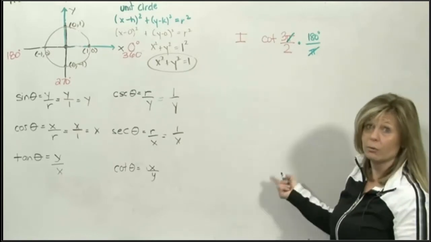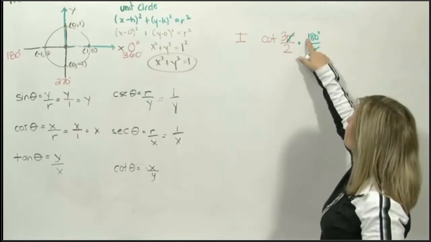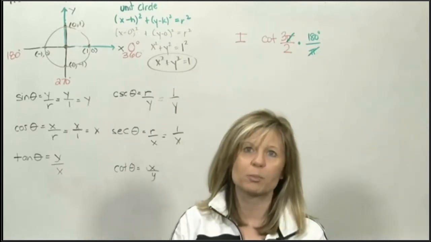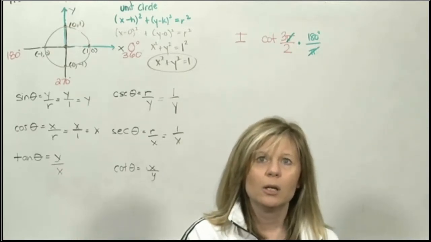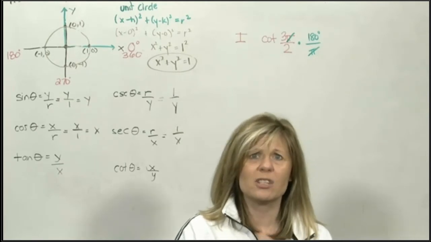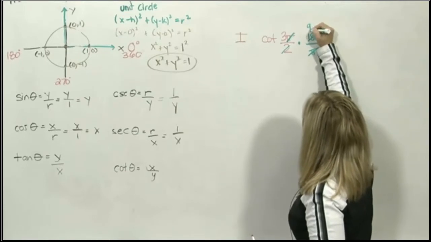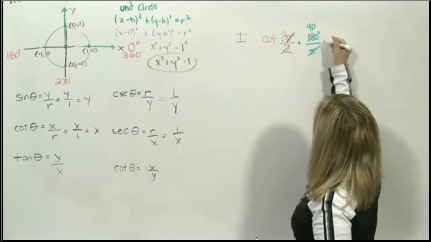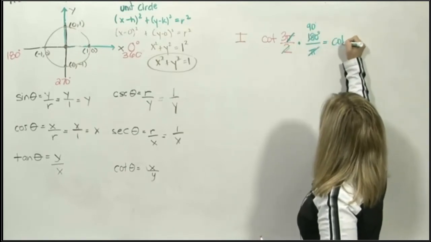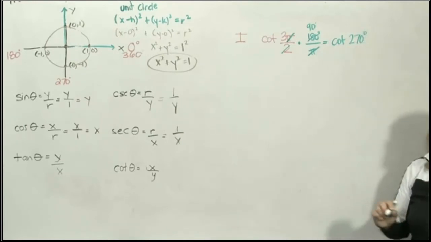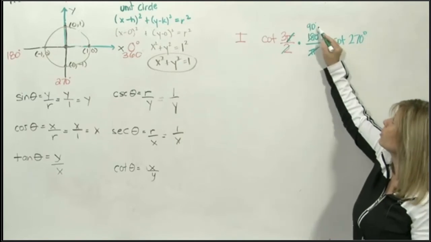Now, if you recall, you could do 3 times 180 and then divide it by 2. But if you all remember from algebra, multiplication and division are equal. So what's quicker is to do the dividing first. So I'm going to divide 2 into 180. That's going to give me 90. And 3 times 90 is 270. So this really is looking up the cotangent of 270 degrees. Don't forget your degree symbol, because it's up there.